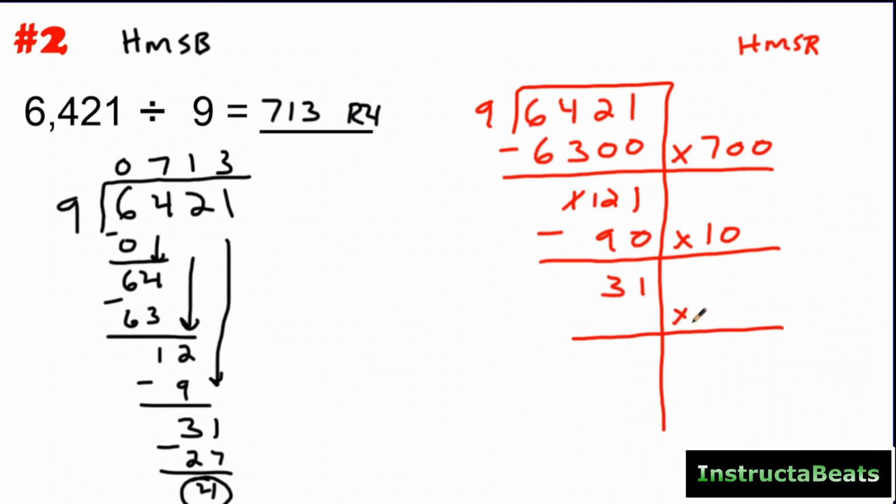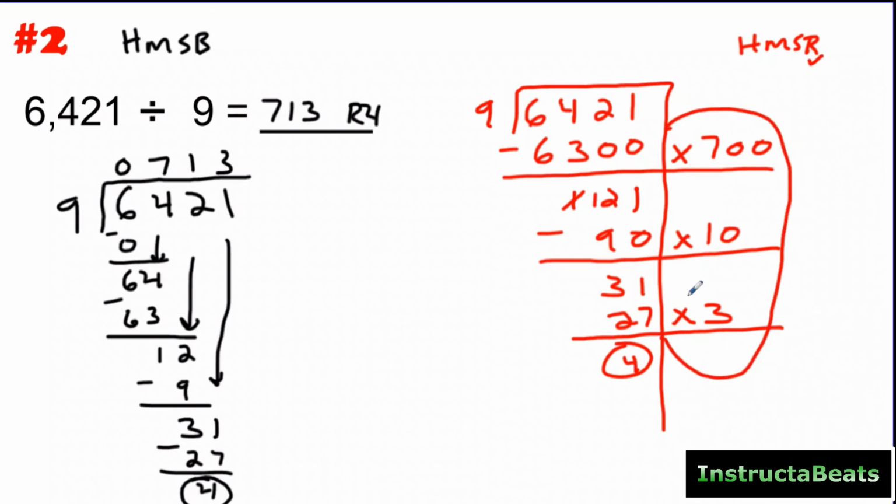So I skip a line, draw a line, put my times. And now I'm going to put 3 right here. When I multiply that, that's 27. I get 4 left over. 4 is less than 9, which means I'm going to have that be my remainder. I add my partial quotients together. I get 713, and my remainder is still 4. Again, either way you do it, you still get the same answer.